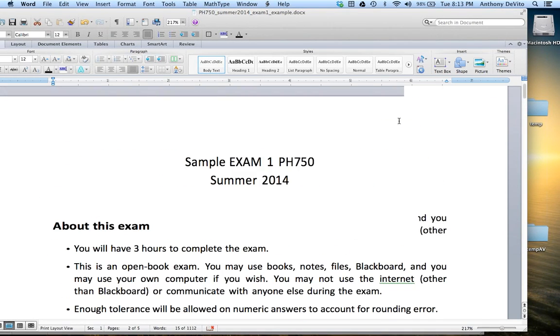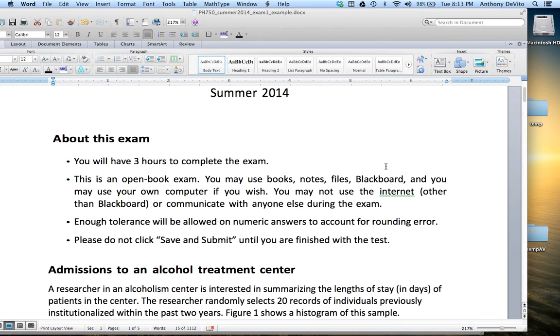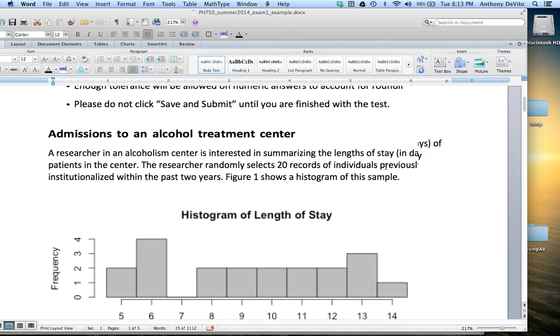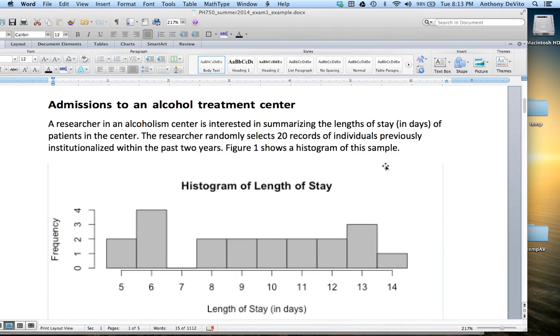Okay. So I have posted a sample exam to Blackboard, because I feel a lot of uncertainty out there. This is not the exam. The exam won't look exactly like this. Some of these questions won't be on the exam at all. Some types of these questions will be on the exam.